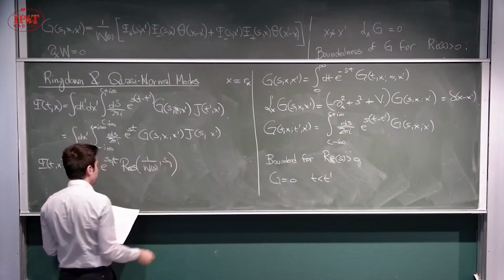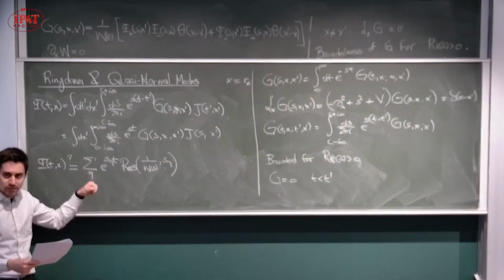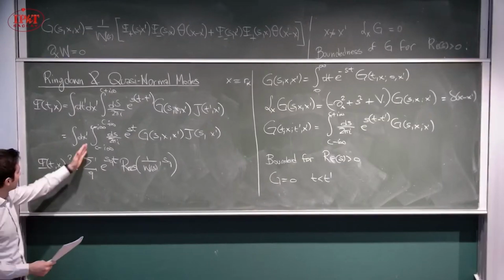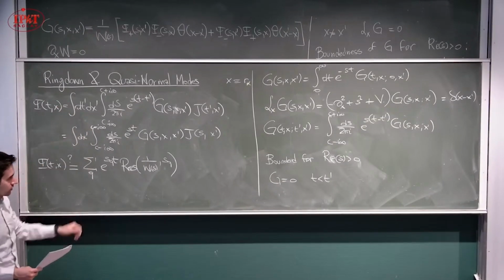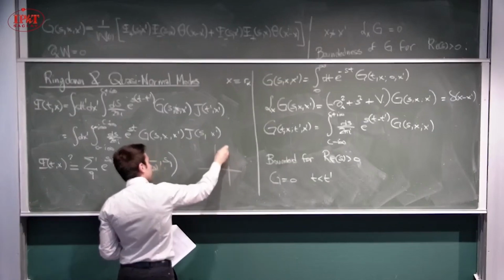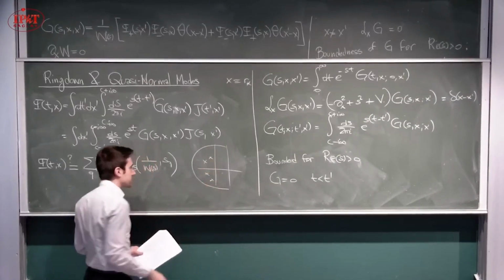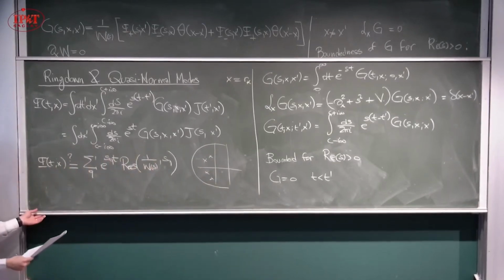Let me write it in this way, so it's clear what I mean. You just have to compute the residue of all these poles on the left of this line, because you are closing the contour. You have this line, and then you are closing the contour on the left, and there are poles here. Imagine that there are only poles.